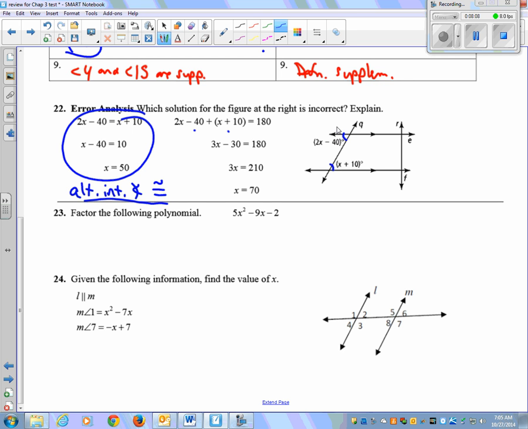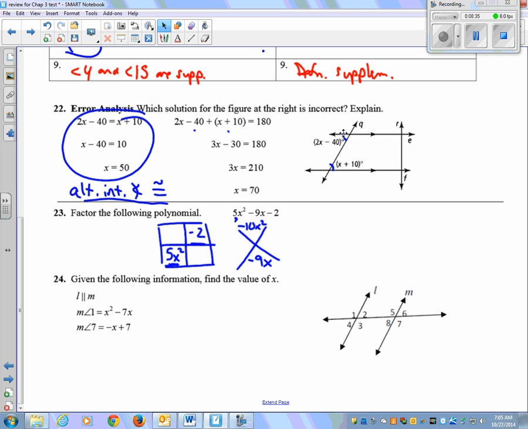Factor the following polynomial. Okay, you might want to use the box method here since it's got a number out in front of the x squared. So we'll put our 5x squared here and our negative 2 here. Then multiply those together, we get negative 10x squared. That's 5x squared times negative 2. And then we take our middle term and we put it down here. Now we're trying to think of what multiplies together to be negative 10x squared and adds to be negative 9.